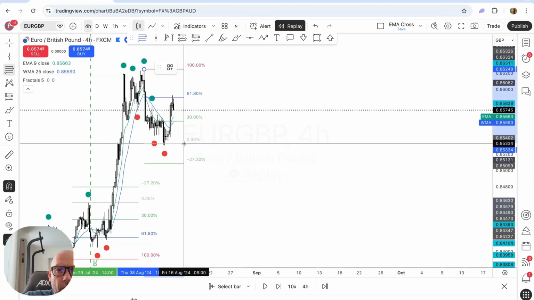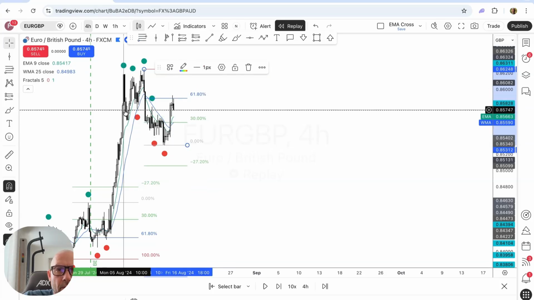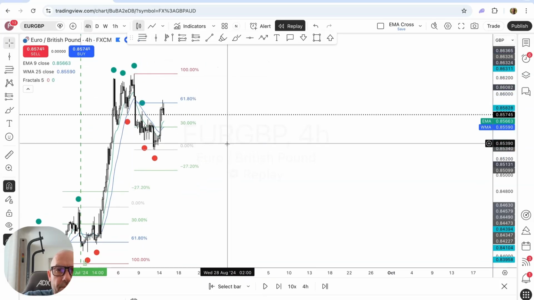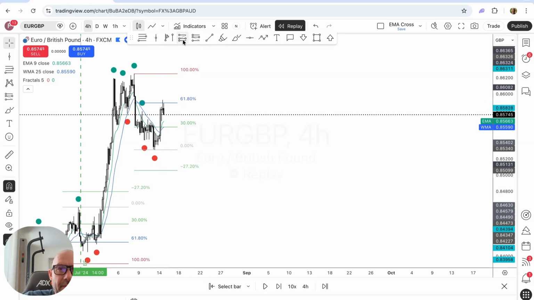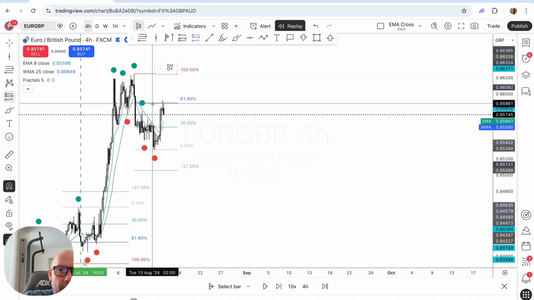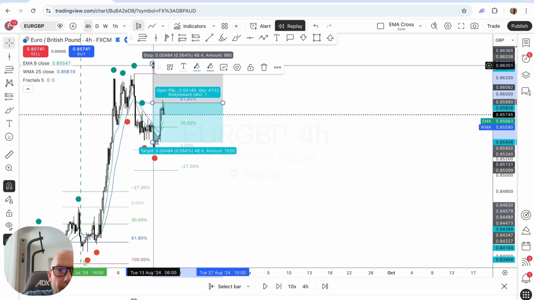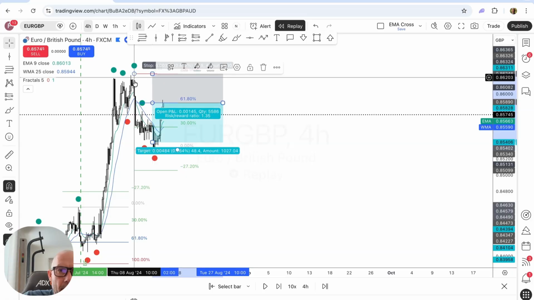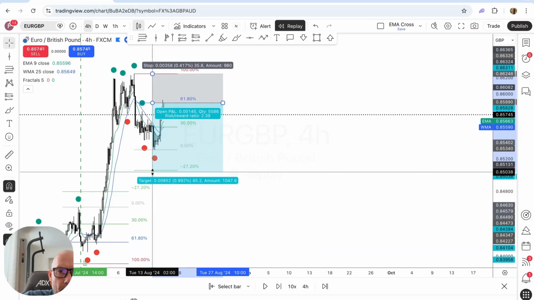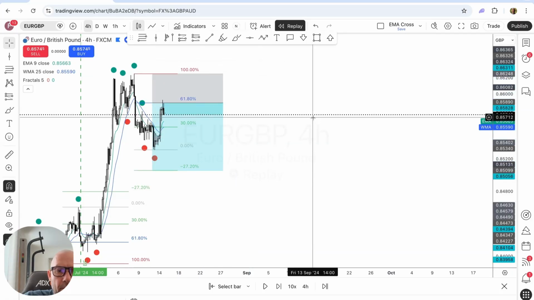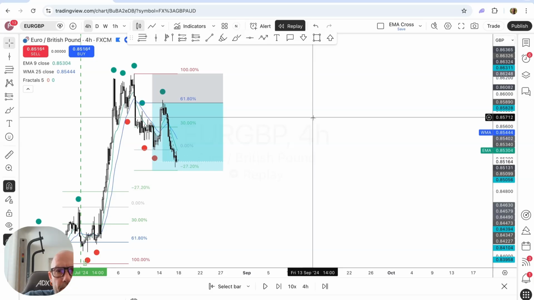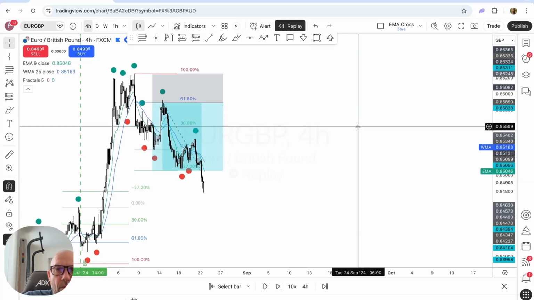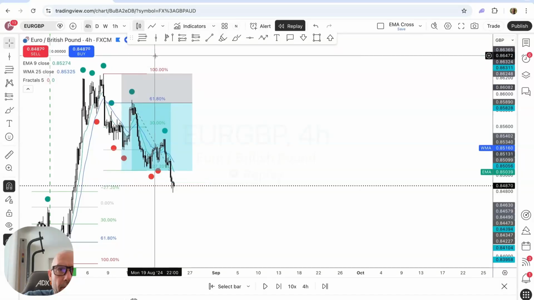Okay, so we've got our break of structure, we've got our moving average cross. Again, it's just tapped entry there. I keep doing that in testing. So that's to there. So we've already triggered. Okay, so that is a win.